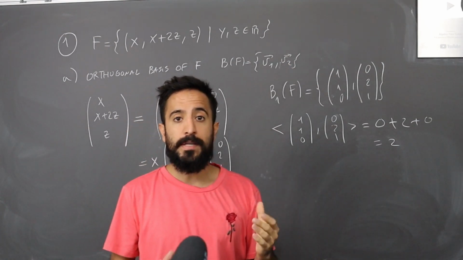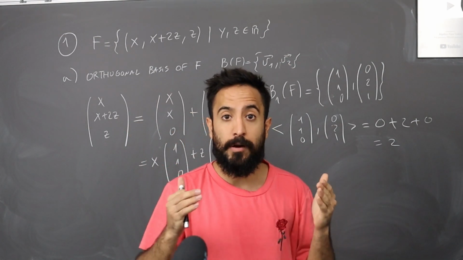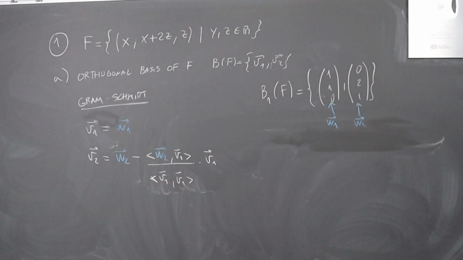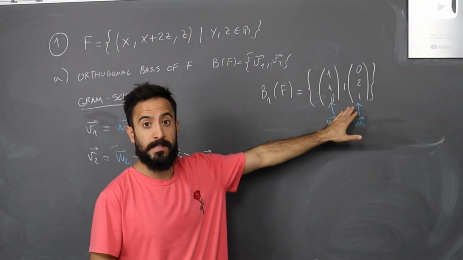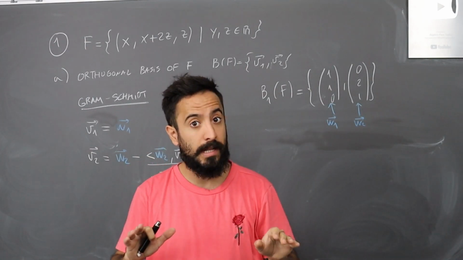So what we need to do now is to make this into an orthogonal basis. And to do so, we are going to use the Gram-Schmidt method. So we have this basis made of these 2 vectors, but they are not orthogonal to each other.